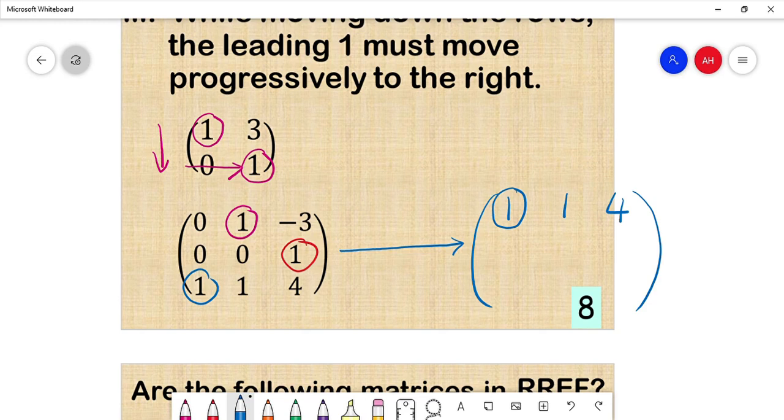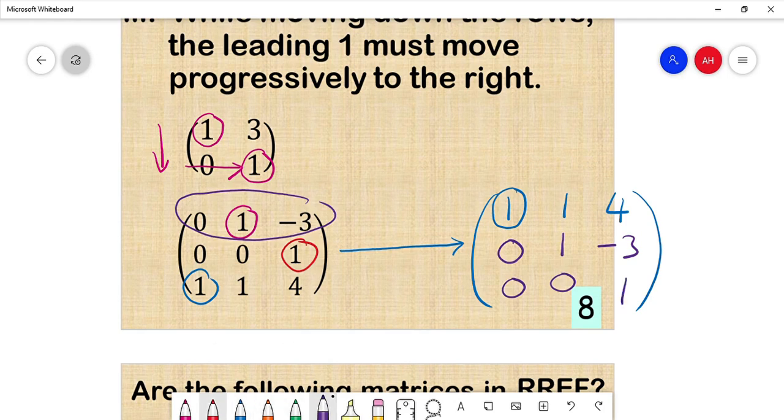Now, which row will be the second row? Which one is the correct row to be the second row? Of course, this one, right? So we move it around, it becomes the second row. So we have 0, 0, we have 1, we have -3 there. And then the second row becomes the last row. So we have 0, we have 0, and we have 1.